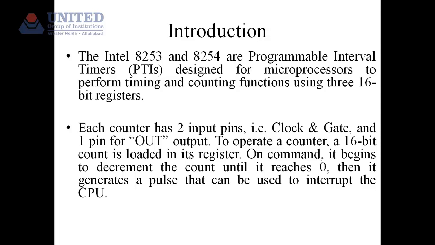To operate, a 16-bit count is loaded in the register, and on command it begins to decrement the count until it reaches 0. Accordingly, if we want to produce a bigger delay, a bigger value of the count should be kept over there, and it will start counting back, for example 10, 9, 8, 7 and so on. Then it generates a pulse that can be used to interrupt the CPU.